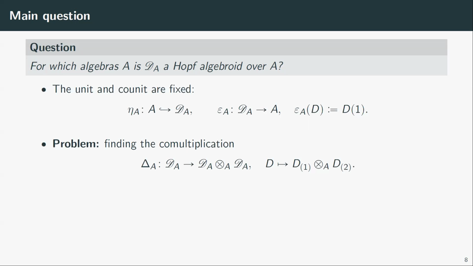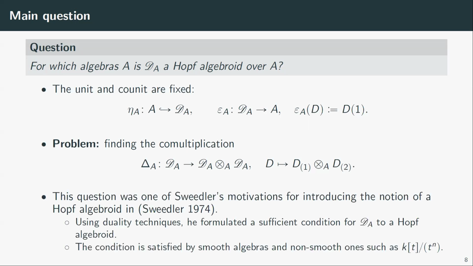And this question was one of Schwede's main motivations to define the notion of a Hopf algebroid. He was, I think, the office neighbor of Rinehart. And I'm sure he noticed at first that rings of differential operators are isomorphic to universal enveloping algebras of Lie-Rinehart algebras. And we do know that those have co-multiplications.